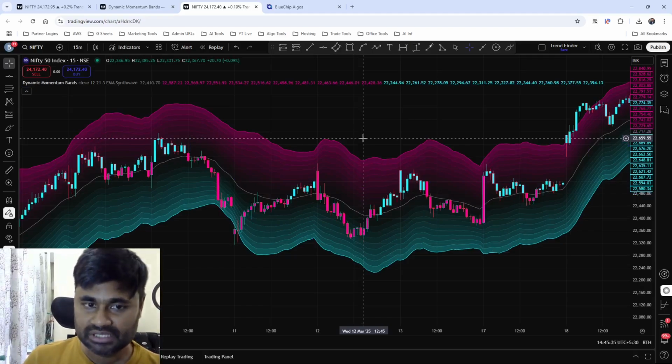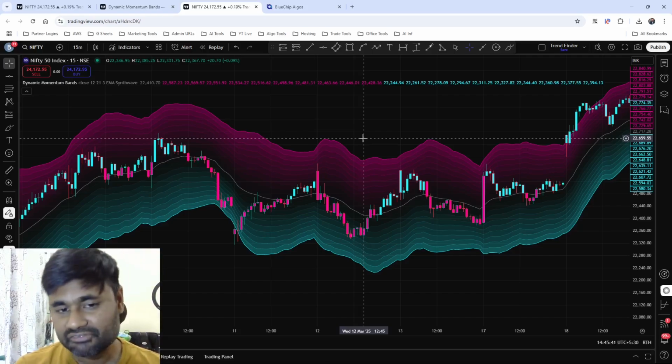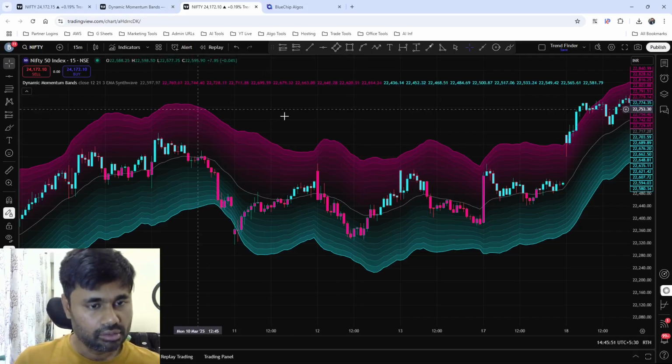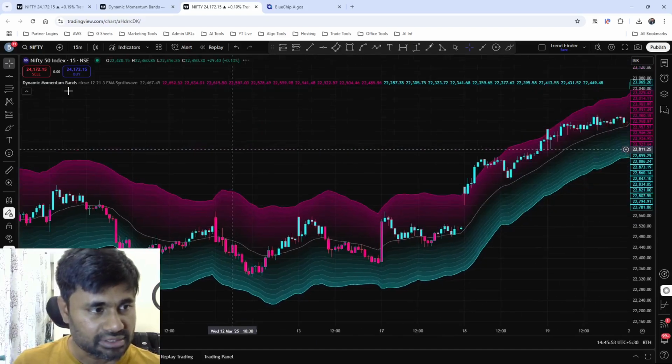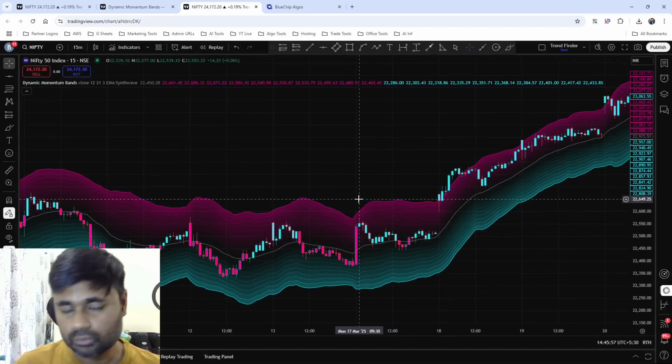Always remember this: when you have these kinds of channels or bands or ribbons, as we call them, you just have to ensure that you make use of the multiplier in a correct way. If the multiplier is fine tuned, increased, you get fewer signals but accurate signals. All right, so that's all about this indicator, dynamic momentum bands. Use it and let me know how it works for you.